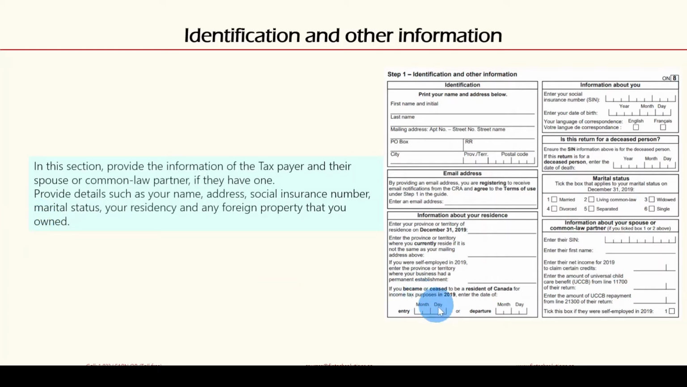As shown in the diagram over here, these are the steps. That's step 1, identification and other information. Your identification, information about you, and the details about the rest of the things, your marital status, and all those things will be shown on this step number 1.